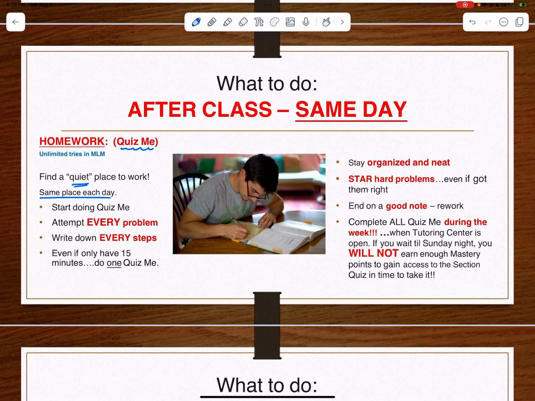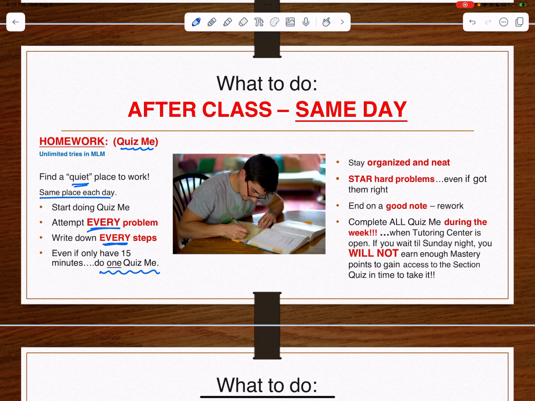When I was in college, I always went to the library, and I had my spot on the third floor in the stacks, and it was my cubicle. And the minute I sat down, within 5 minutes or so, my body said, oh, I'm supposed to study. So I would just start concentrating immediately. So anyway, you want to start doing those quiz-mes. I want you to attempt every single problem and write down every step. Even though the quiz-me just has you enter the answer in, you need to be writing those steps down. Even if you only have about 15 minutes, you can get in there and work one of the quiz-mes.